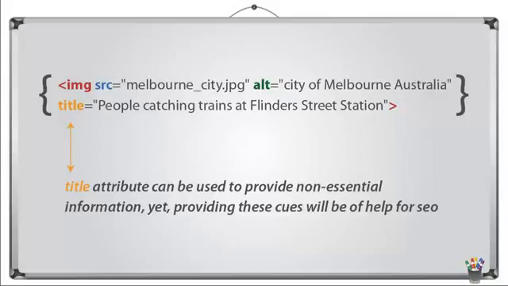Now, surely this is an example, but I want to explain to you that this is how you expand your file names, and this is how you expand your alt attributes, and this is how you place your title attributes. Surely you're not going to be targeting search terms as to perhaps people catching trains and so on, right?